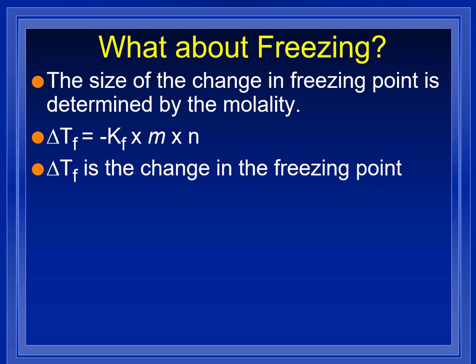Equals. Now here's something different. This one's got a negative sign there. Why a negative sign? Well, because the freezing point is going to go down. That's a negative change. KB was positive because the boiling point is going to go up.